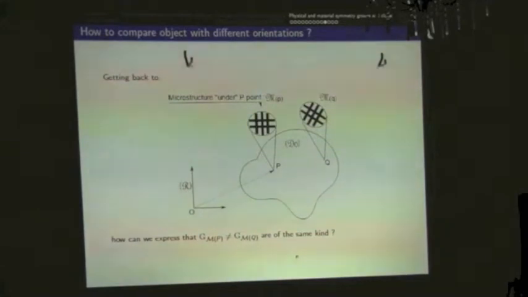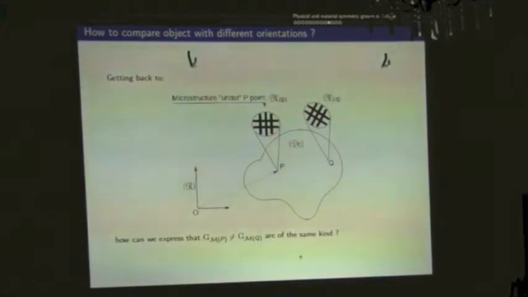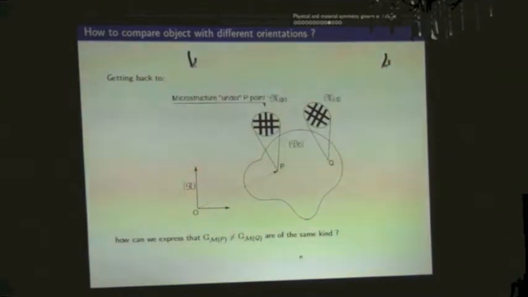Okay, so I introduced a group of symmetry and warned you not to do undue comparison. But the question is, okay, so if group is not the right notion, what is the right notion to speak about the type of symmetry? So how to compare objects with different orientation? This notion will be very important, much more for physical behavior than for material behavior. But as we saw it now, I introduce it now.